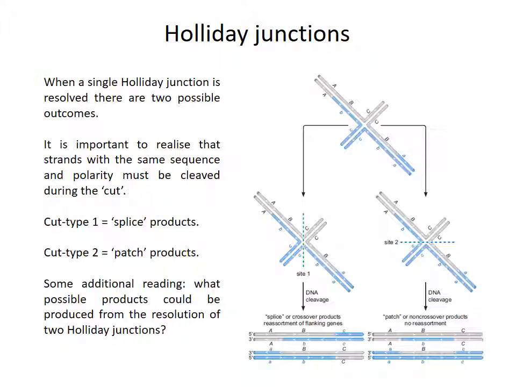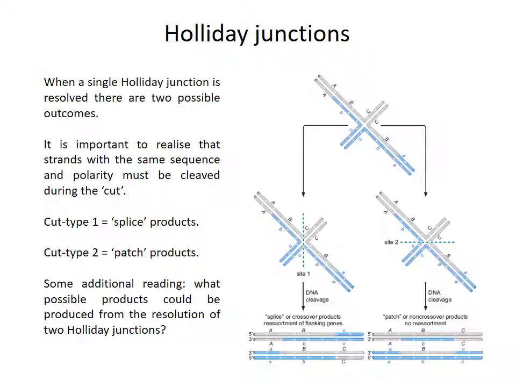So as I said, there are two possibilities when a Holliday junction is resolved. One rule which must be adhered to is that you must resolve strands with the same sequence and polarity during the cut. If you don't do that, then you're not going to be able to reconstitute the chromosome correctly. But there are two ways in which that can be achieved. The first generates what's known as splice products, also known as crossover products, and the second generates what's known as patched products, so-called because you introduce this patch of different sequence, without a crossover event.